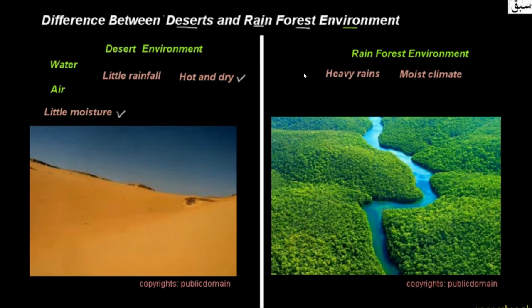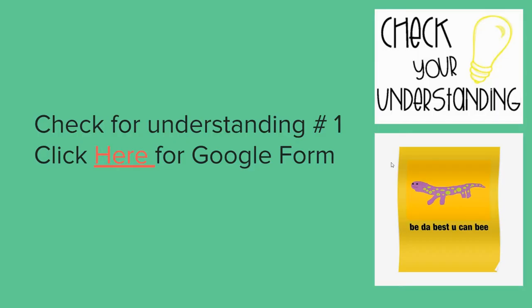But in comparison to the rainforest environment, heavy rains, moist climate, very humid, very different environment, is going to determine that there's going to be very different plants and animals in that environment. You're not going to find the same animals in a desert. You're not going to find the same ones between these two environments.